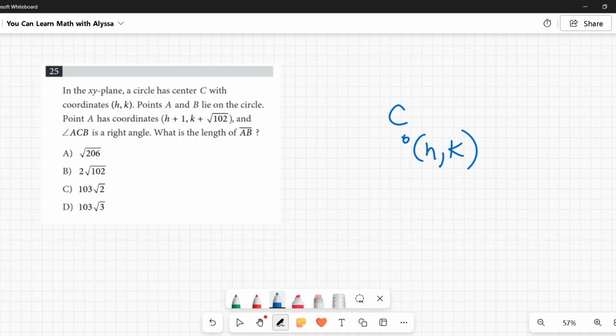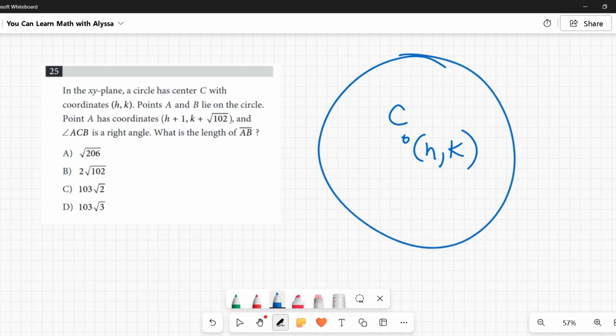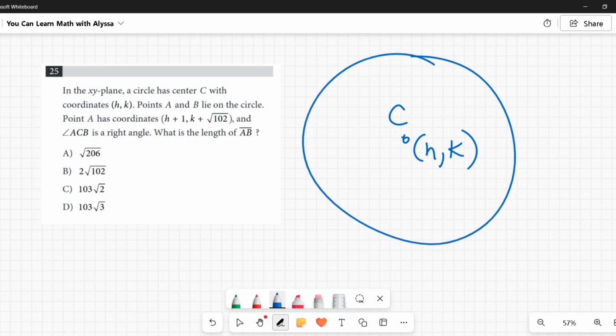So there's this circle. Oh, that's an awful circle, isn't it? Whatever. So (h + 1, k + square root of 102). It's somewhere over here because the x value is one more. This is not drawn to scale. I'm not using the grid in the background. I'm just saying we went over 1. And this has coordinates (h + 1, k + square root of 102). And this is point A.